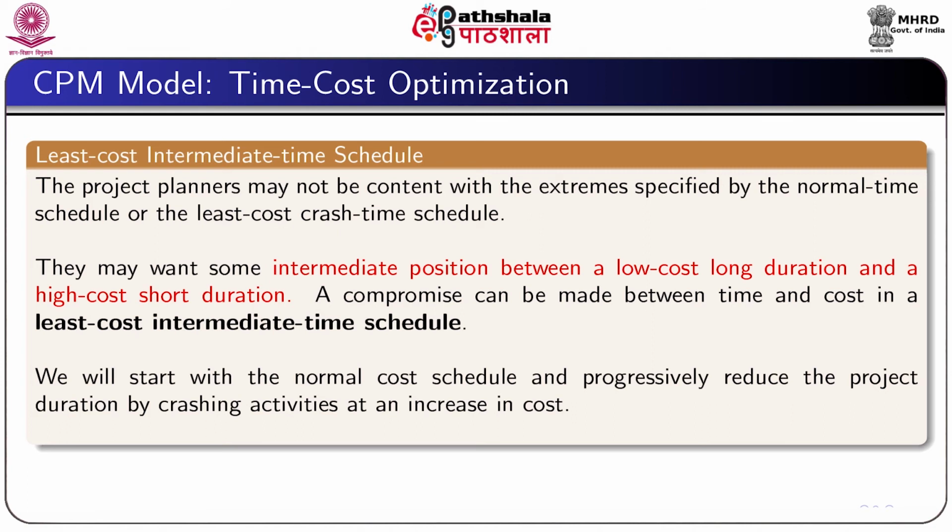Now, we proceed to discuss the least cost intermediate time schedule. In most situations, the project planners will not contend with the extremes specified by the normal time schedule or the least cost crash time schedule. They may want some intermediate position between a low cost, long duration and a high cost, short duration. A compromise can be made between time and cost in a least cost intermediate time schedule. Here we will start with the normal cost schedule and progressively reduce the project duration by crashing activities at an increase in cost.